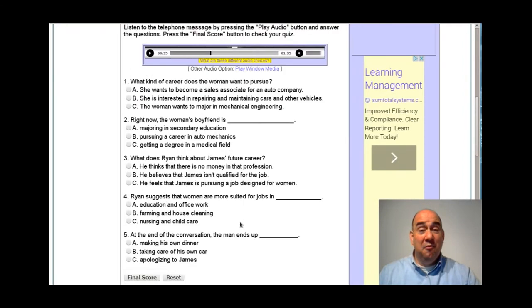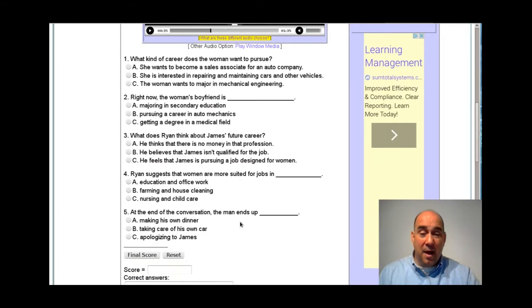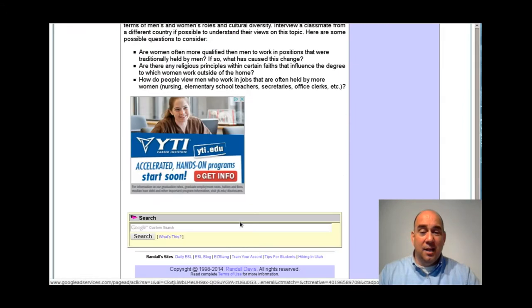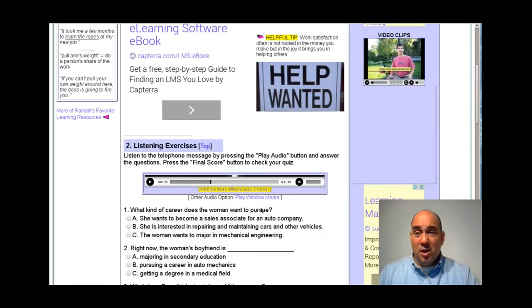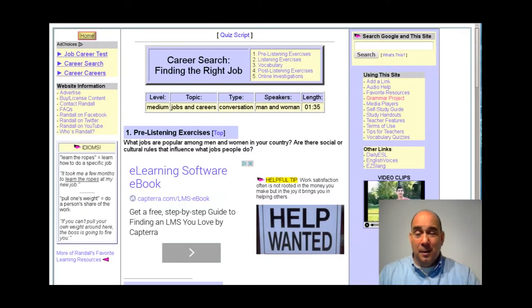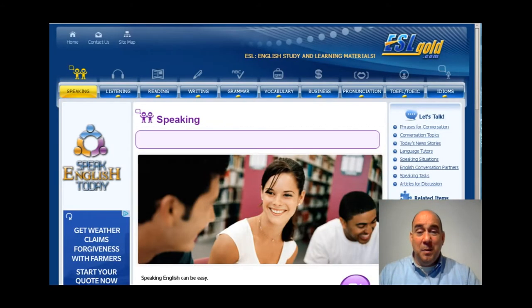But these are great sites for listening. Places where you can send your students, places where you can link into your course website so that they can go do that and then come back and answer questions. So Randall has done great work here with listening, and so has the other gentleman who's set up the ELO site. Let's go take a look at speaking.